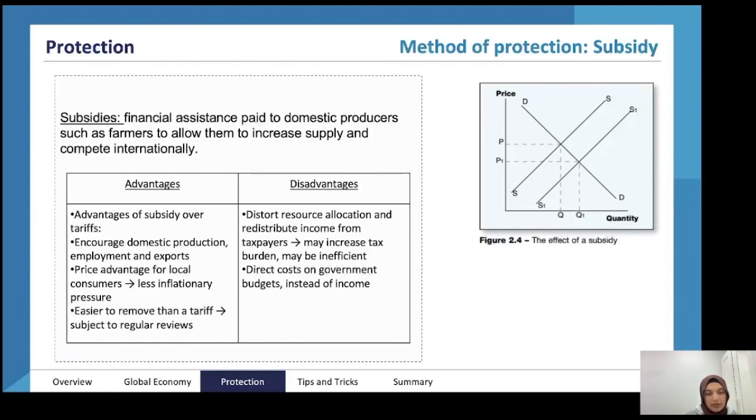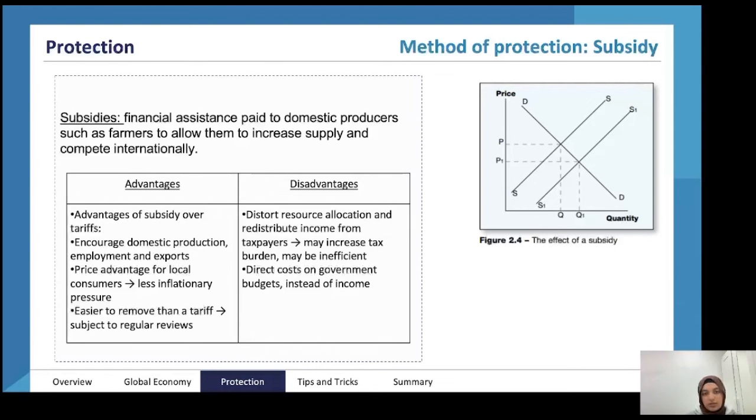Price advantage as well for local consumers because there's less inflationary pressure put upon consumers. And then it's also easier to remove than a tariff, which can be quite difficult to do. It's easier to remove than a tariff because the idea is that it's subject to regular reviews. And with tariffs, we know that we've got that retaliation effect that we talked about, that countries can decide to do the same thing to us. So with subsidies, it's less likely that you'll have that retaliation effect. So there's less political costs associated with it as well.